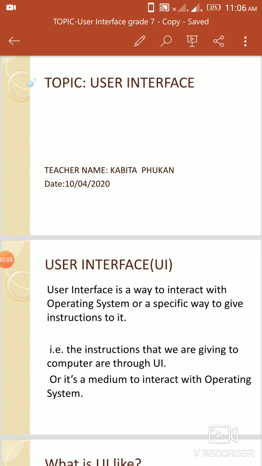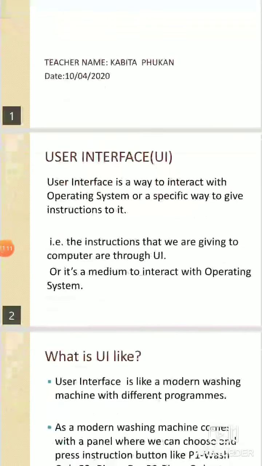Now, let us come to the definition, or you can say what is user interface. User interface is a way to interact with the operating system or a specific way to give instruction to it. That is, the instructions that we are giving to the computer are through user interface, or you can say that user interface is a medium to interact with operating system.